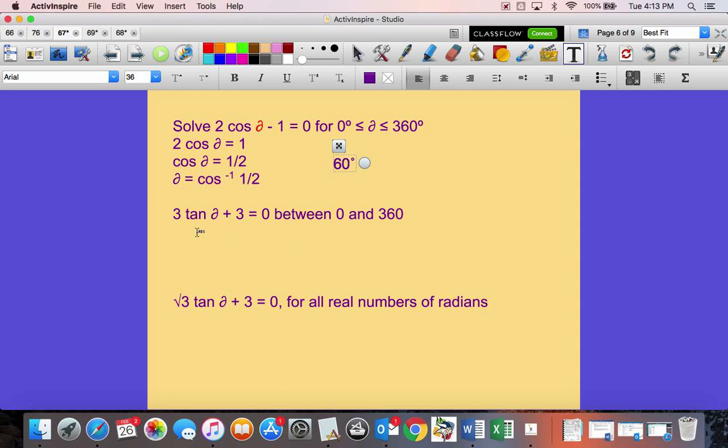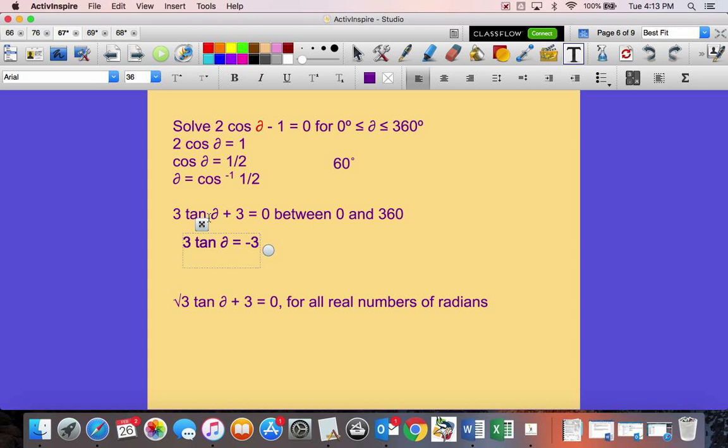Alright, down here, 3 tangent theta plus 3 equals 0. Alright, we can, once again, we've got to get this theta all by itself. So we can go 3 tangent theta equals negative 3.